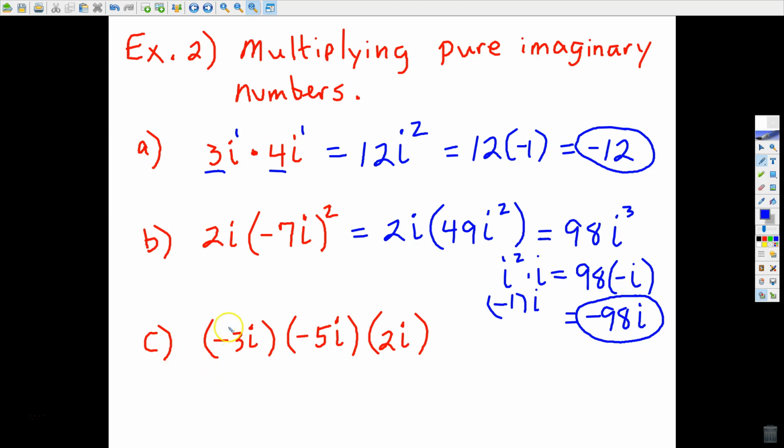Okay, let's try letter C. We have 3 coefficients to multiply together first. So -3 times -5, positive 15. Positive 15 times 2 is 30. When you multiply these 3 i's together, you get i to the third. But we saw earlier that i to the third could be simplified as -i. So really, this is like saying 30 times -i. Final answer?